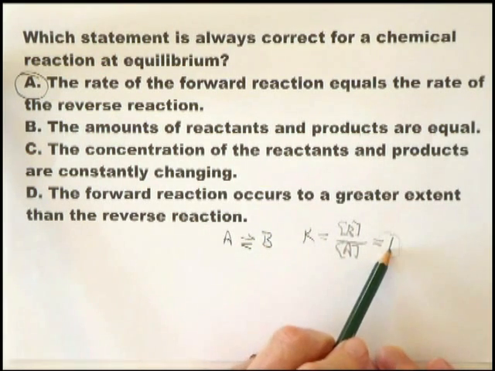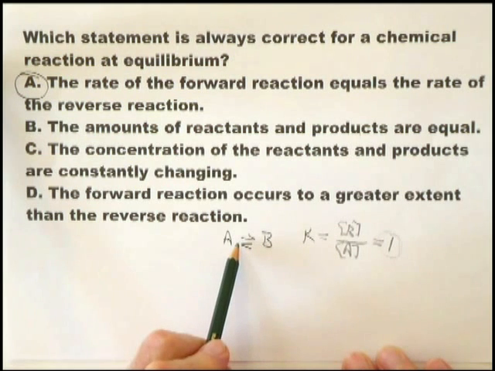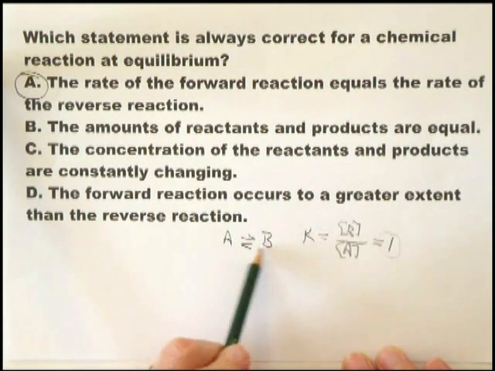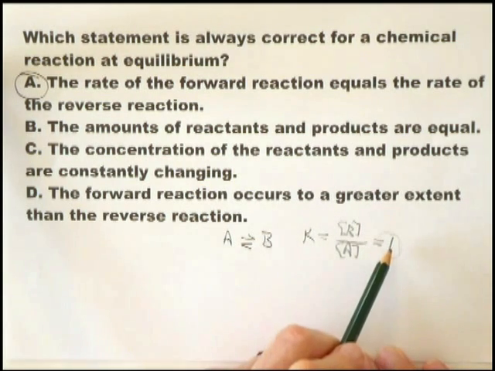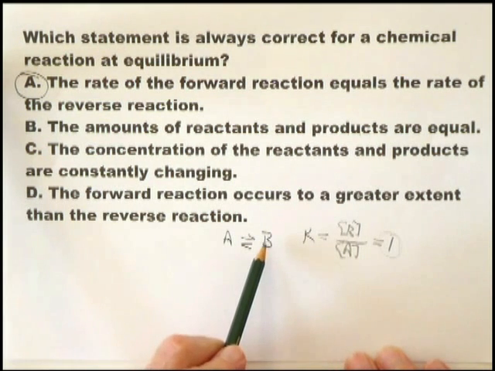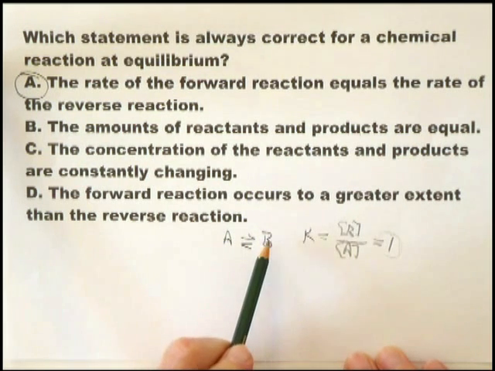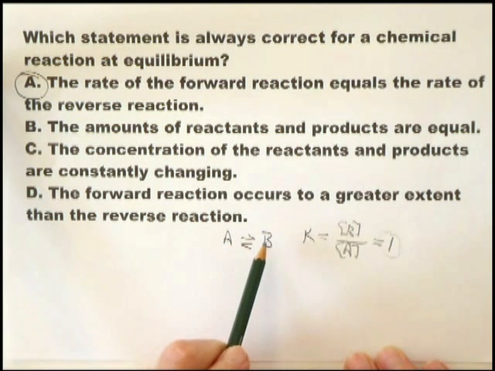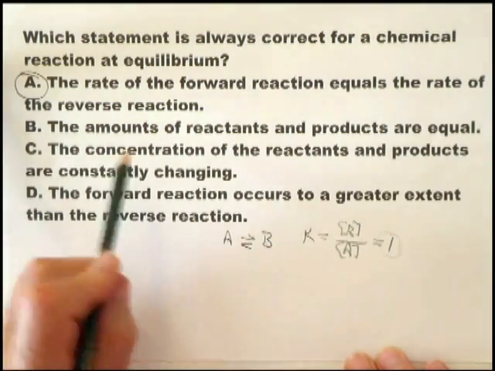If K is not 1, that completely changes things. The amounts of reactants and products would never be equal. If it's a more complicated equation, and even if K equals 1 or doesn't equal 1, it would be a very strange situation for the amounts of reactants and products to be equal. It is rare for the amounts of reactants and products to be equal. So that deals with B.